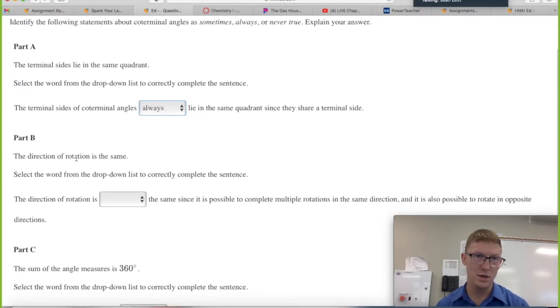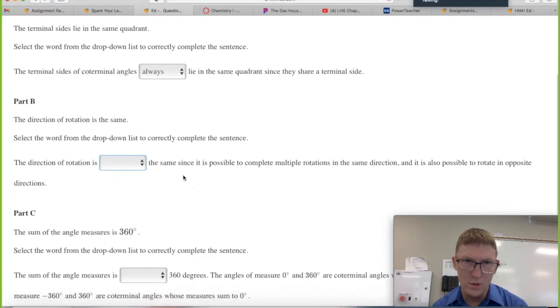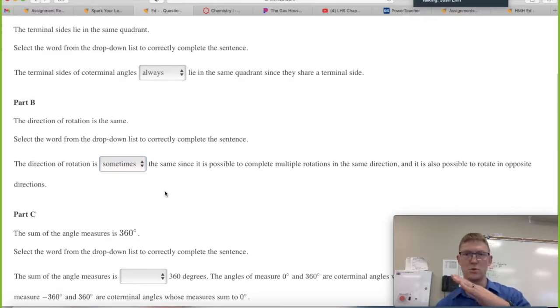The direction of rotation is always the same since it is possible to complete multiple rotations in the same direction and is always possible to rotate in opposite directions. I would say it is sometimes the same, because you can rotate one way and then you can rotate the other way, which would be a negative rotation.